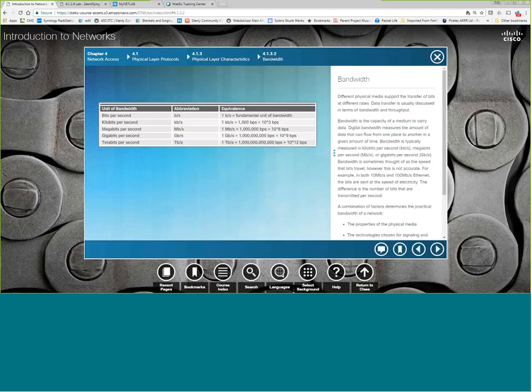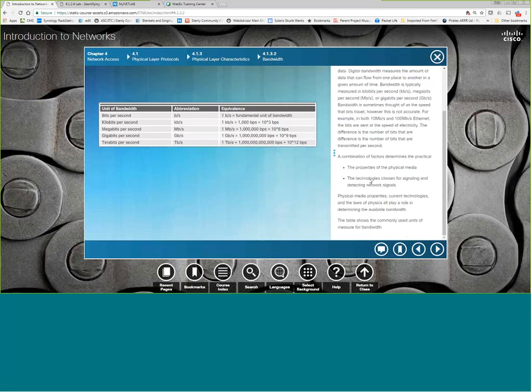So here are a couple different bandwidth rates that you can look at, and it is bits per second. That's the fundamental unit. Kilobits per second, 1,000 bits per second, megabits per second, gigabits per second, and terabits per second. Not tetra, terabits per second. And then there are even faster speeds.